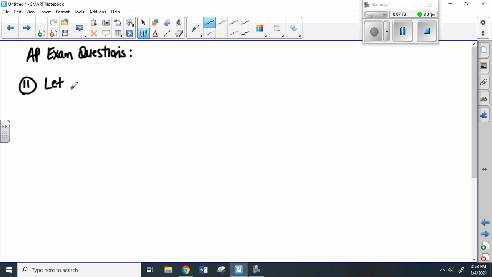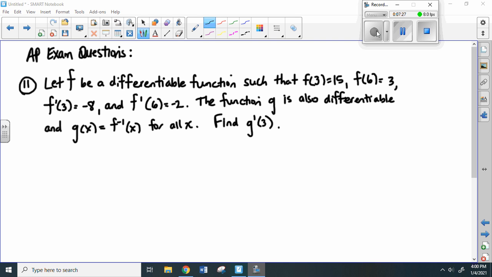All right, so let f be a... Okay, so here we go. Let f be a differentiable function such that f of 3 equals 15, f of 6 equals 3, f prime of 3 equals negative 8, and f prime of 6 equals negative 2. The function g is also differentiable, and g of x is equal to f inverse of x for all x's. And I want to find g prime of 3.